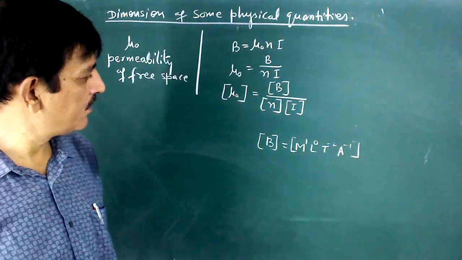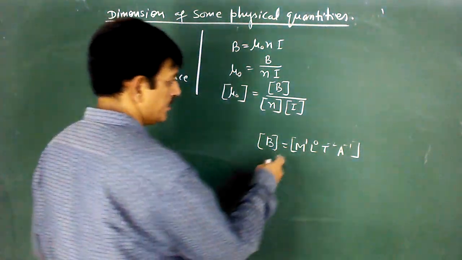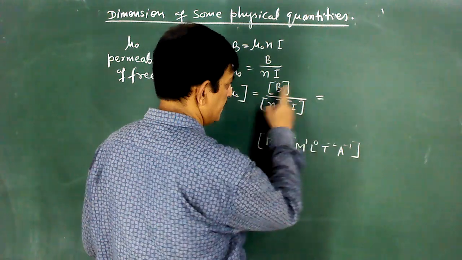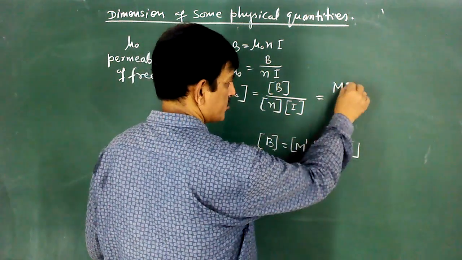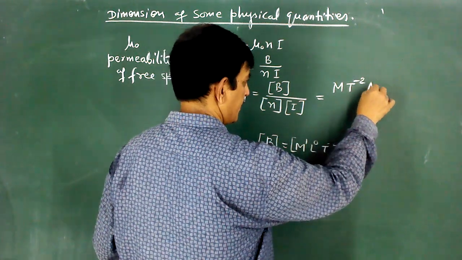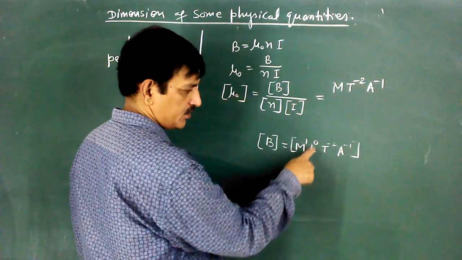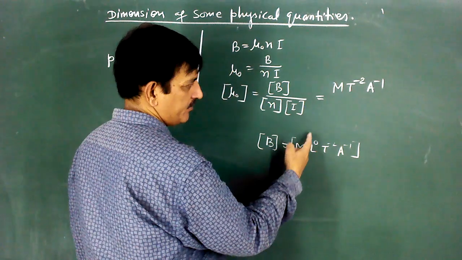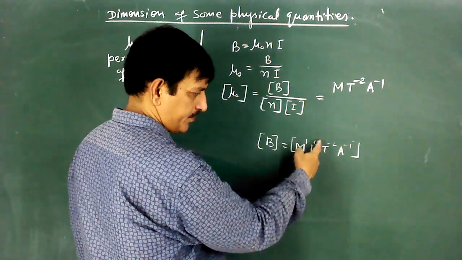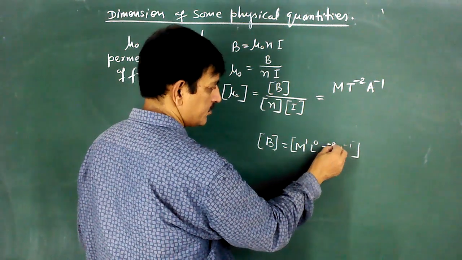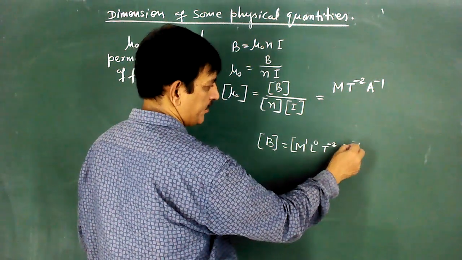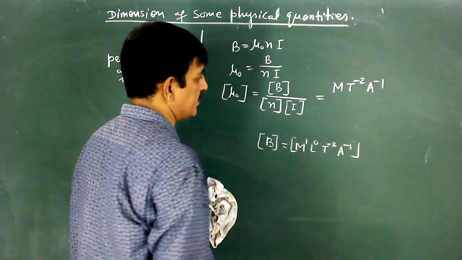So if we write the dimension of all the terms here, it is clear that the dimension of B is M T to the power minus 2 A to the power minus 1. L is 0, it is 1. So M to the power 1, L to the power 0 means 1, so T to the power minus 2 and ampere to the power minus 1. This is the dimension of B.